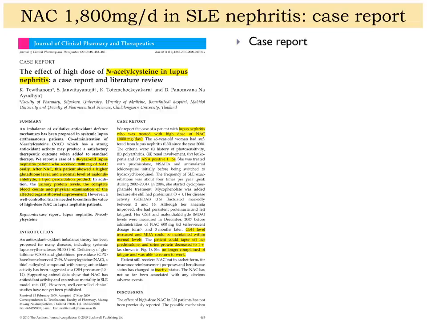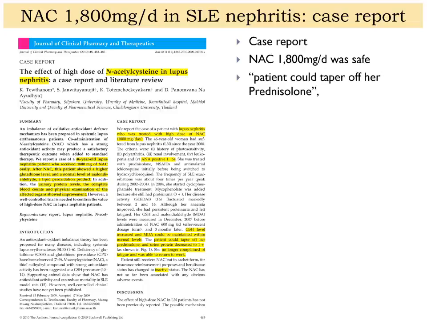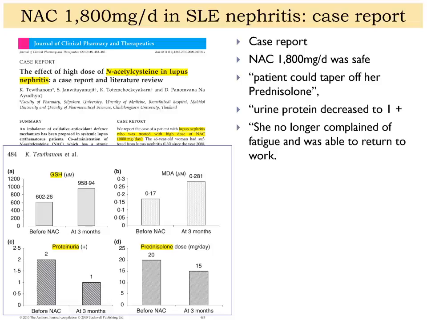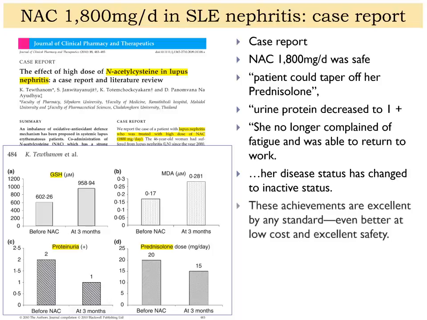This is just a case report. NAC 1800 milligrams per day was proven safe in this, again, one case report. The patient was able to taper off of prednisone. Urine protein decreased from 2 plus down to 1 plus, so that showed an actual improvement in kidney function, and you can see some of that data here. She no longer complained of fatigue and was able to return to work, and her disease status changed from active to inactive. All of that with a simple nutritional supplement, NAC 1800 milligrams per day.